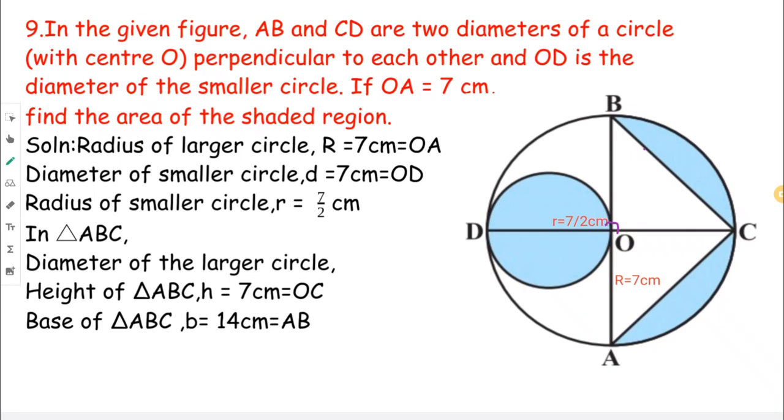OD is a diameter of the smaller circle. Clear. If OA equals 7 centimeters, find the area of the shaded region. So how do you find the area of the shaded region? The first is pretty simple. Just have to find the area of the smaller circle, right?